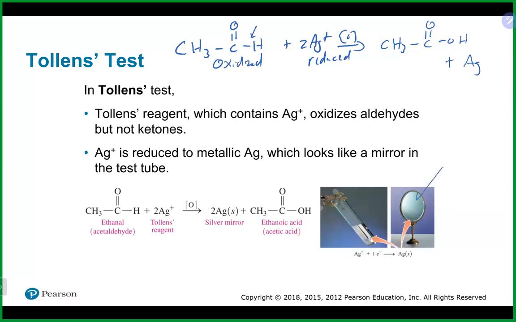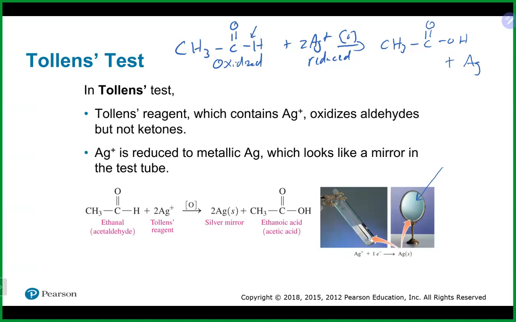Hence it's sometimes referred to as a mirror test, because the silver makes a mirror sort of film. So this would be a positive test for a carboxylic acid, and also a positive test that you started with an aldehyde. If you ran this test on a ketone, not much happening there. Pretty much your silver is going to stay the same. It will not make this mirror or solid silver.